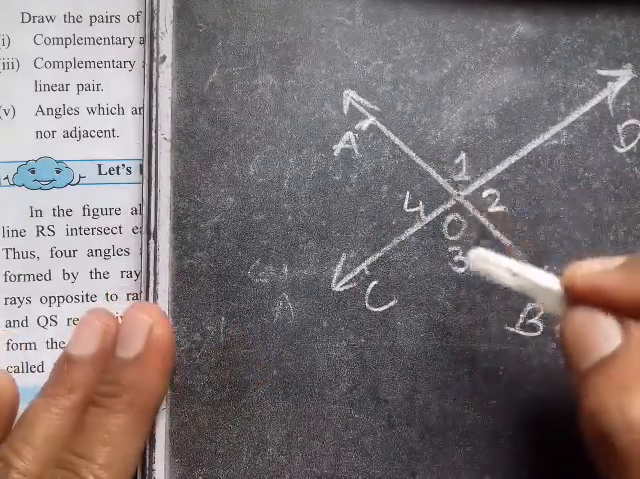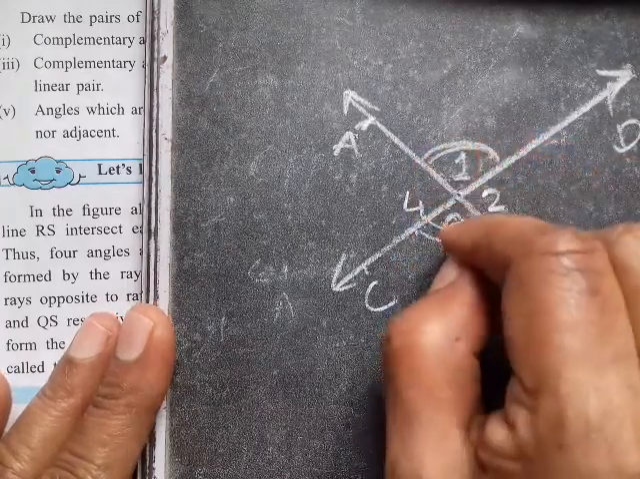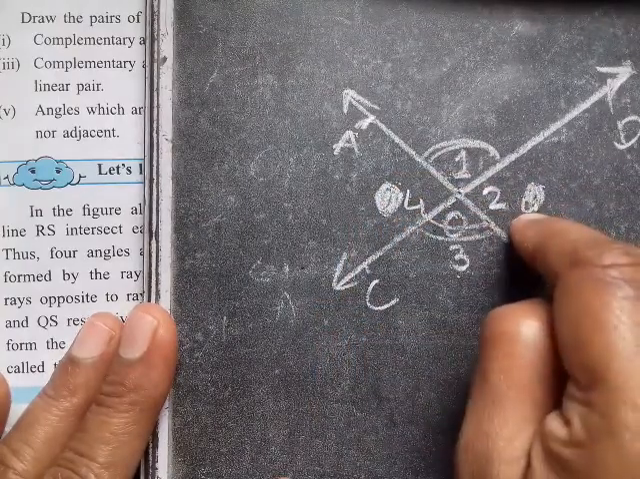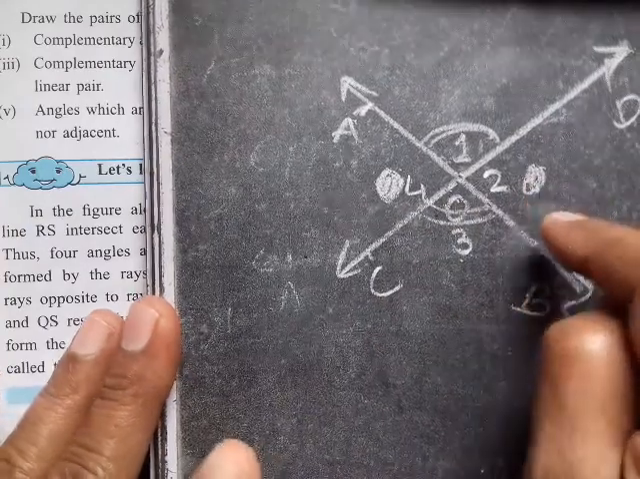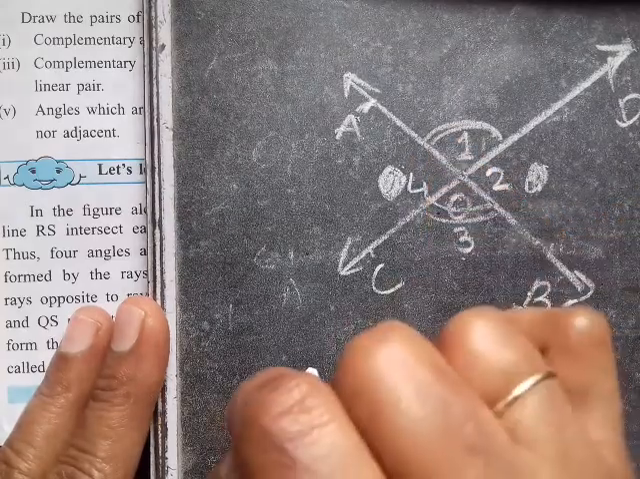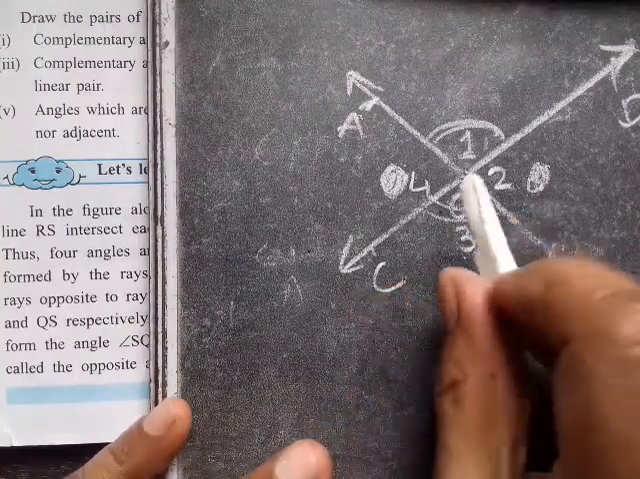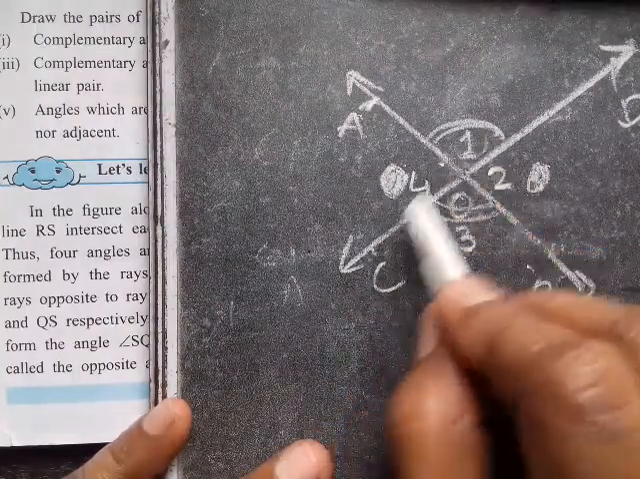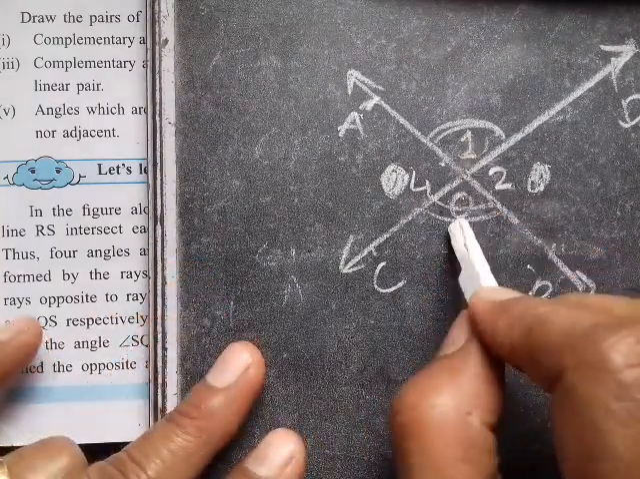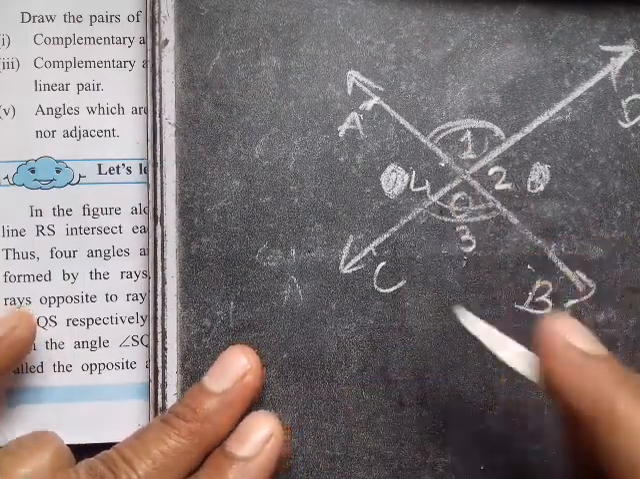The angle exactly opposite to 3, these two are called opposite angles, and this one is opposite to this. 2 and 4 are opposite to each other, so they are called opposite angles. Then there is one property. What is that property? Vertically opposite angles are always congruent. We will prove that. The angles formed by the arms of the two opposite rays are called opposite angles. So angle 1 is opposite to angle 3 and angle 2 is opposite to angle 4.